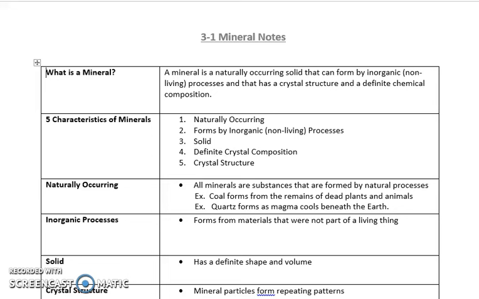Now, let's talk about each one of those 5 things here. First of all, naturally occurring. All minerals are substances that are formed by natural processes. Example, coal forms from the remains of dead plants and animals. Another example, quartz forms as magma cools beneath the earth. These are all natural processes. Inorganic processes form from materials that were not part of living things.